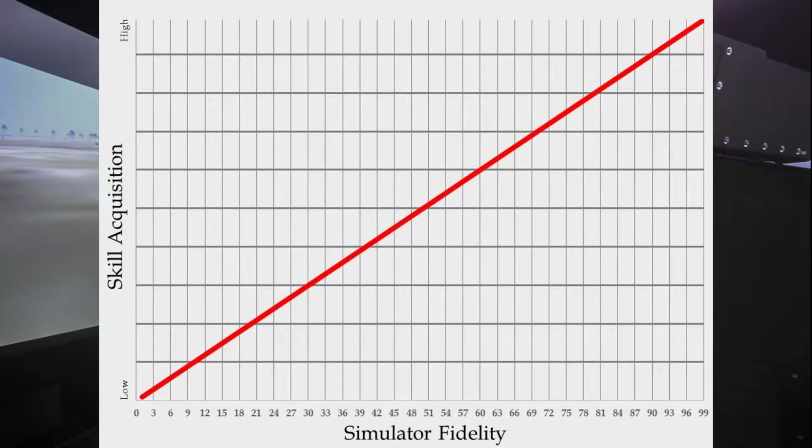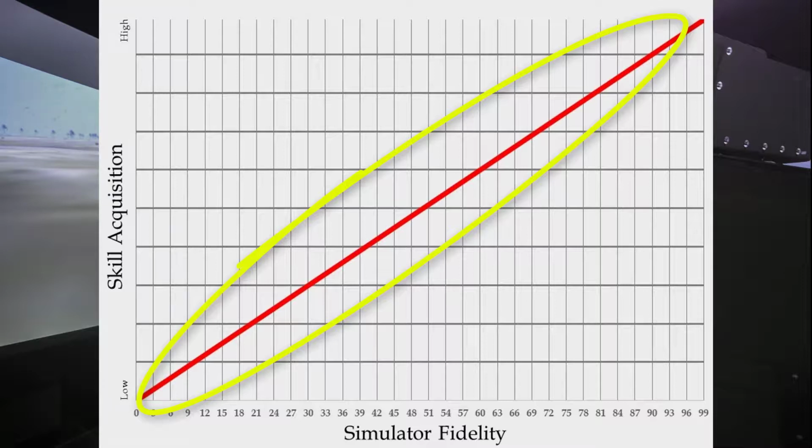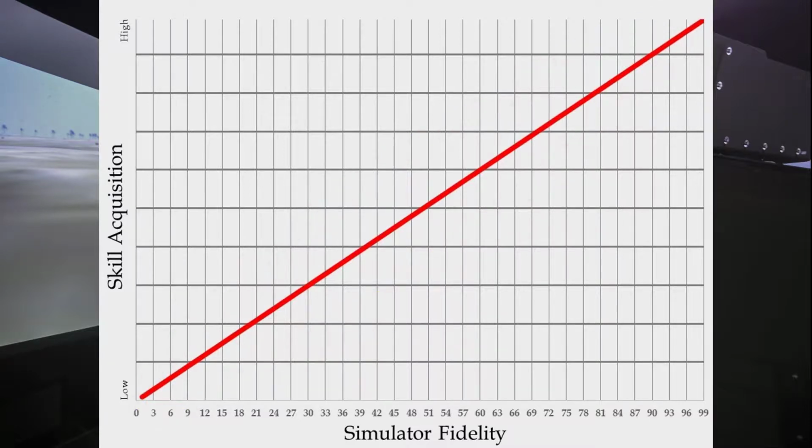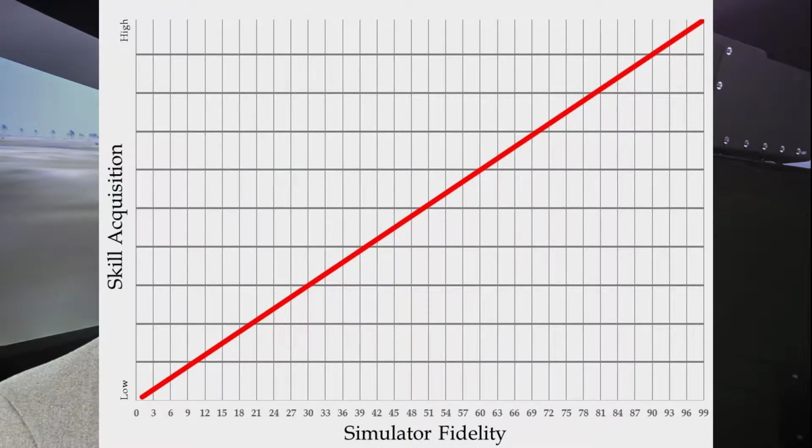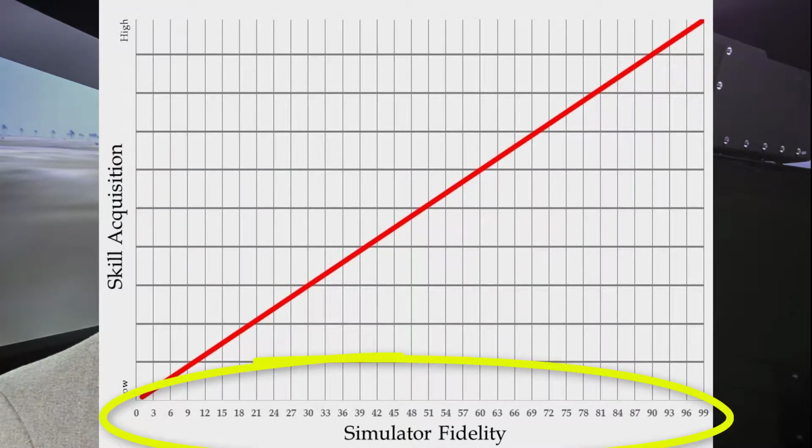Now that we have a good understanding of this model, we're going to make some slight changes to make it a better tool for assessing military training. The first thing we're going to do is only use the intermediate data points for this chart. Since we're using it as a theoretical model, the important thing to remember is as the fidelity of the simulation increases, so does the skill acquisition. The second thing we're going to do is assess the fidelity of simulations based on a scale that ranges from 0 to 99%.